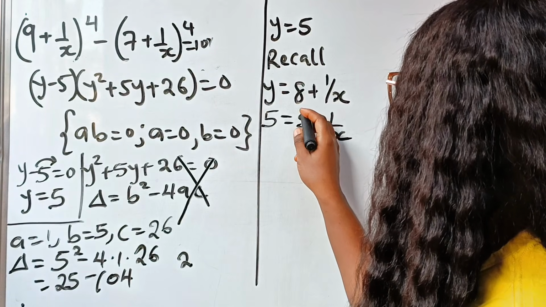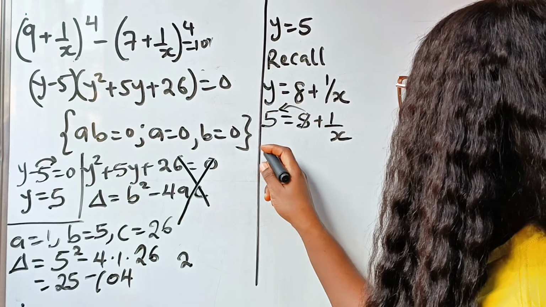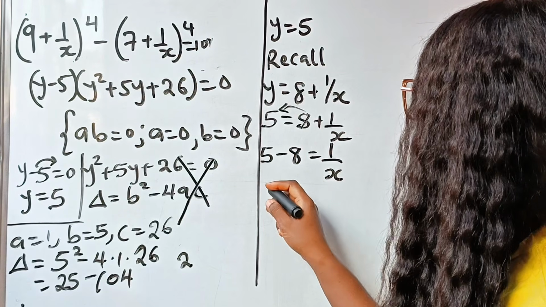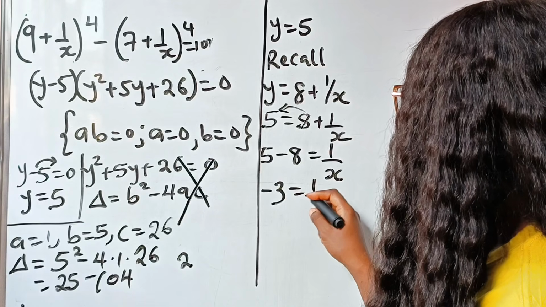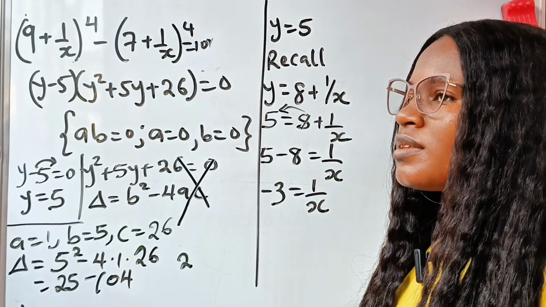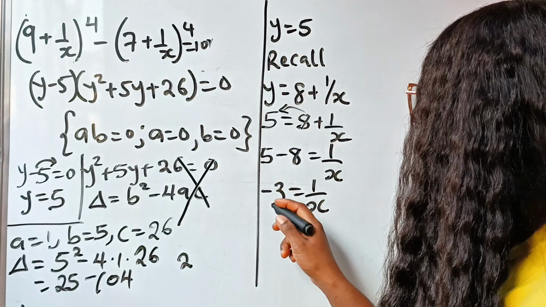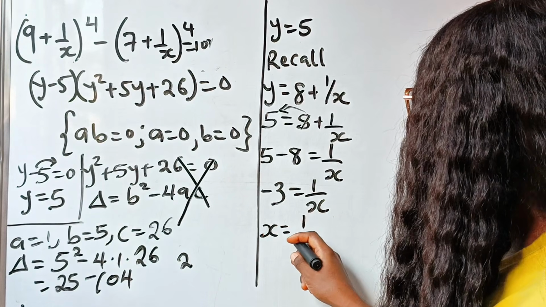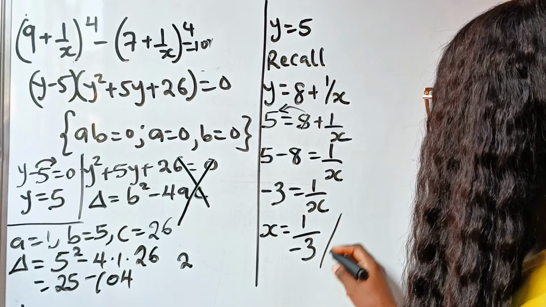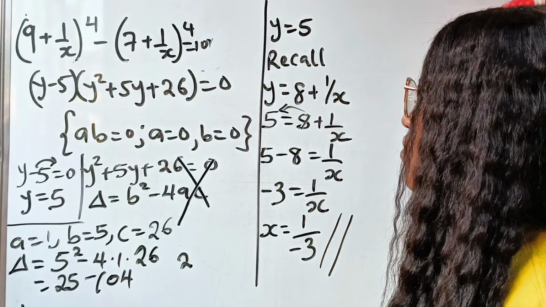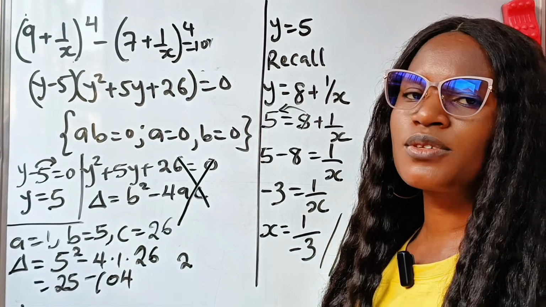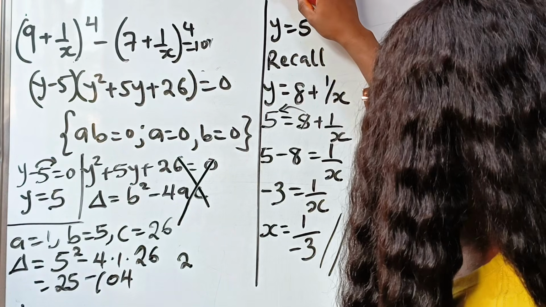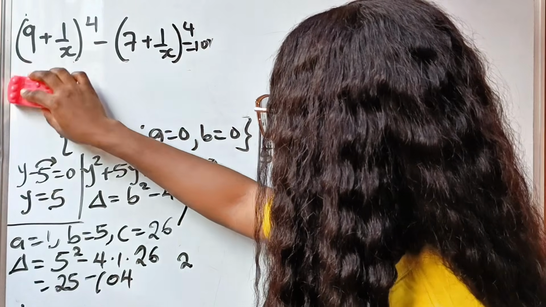Now, if we transfer this to the other side, we have 5 minus 8 is equal to 1 over x. So we have minus 3 is equal to 1 over x. Now, if minus 3 is equal to 1 over x, it means that x is equal to 1 over minus 3, the inverse of this. And that is the value of our x. Now, do you want us to prove it? Yes. Now, let's go ahead and prove that x is equal to 1 over minus 3.